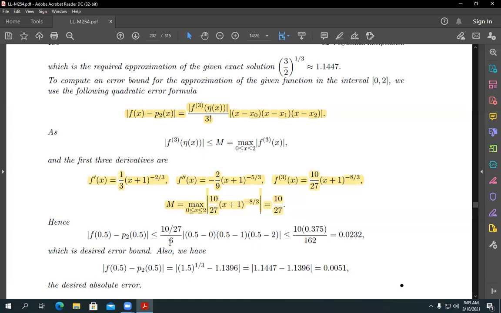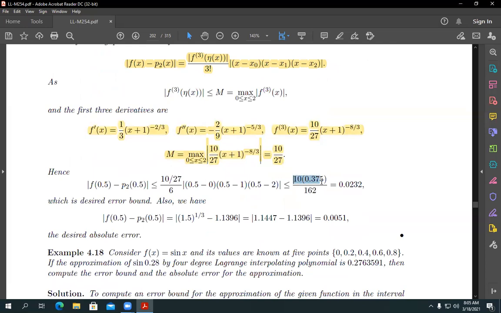3 factorial always means 6. So we can put in place of x: 0.5, x naught is 0, and 0.51 and 0.52. And when you calculate, you will get the possible maximum error, or the error bound, for the given approximation of the function.